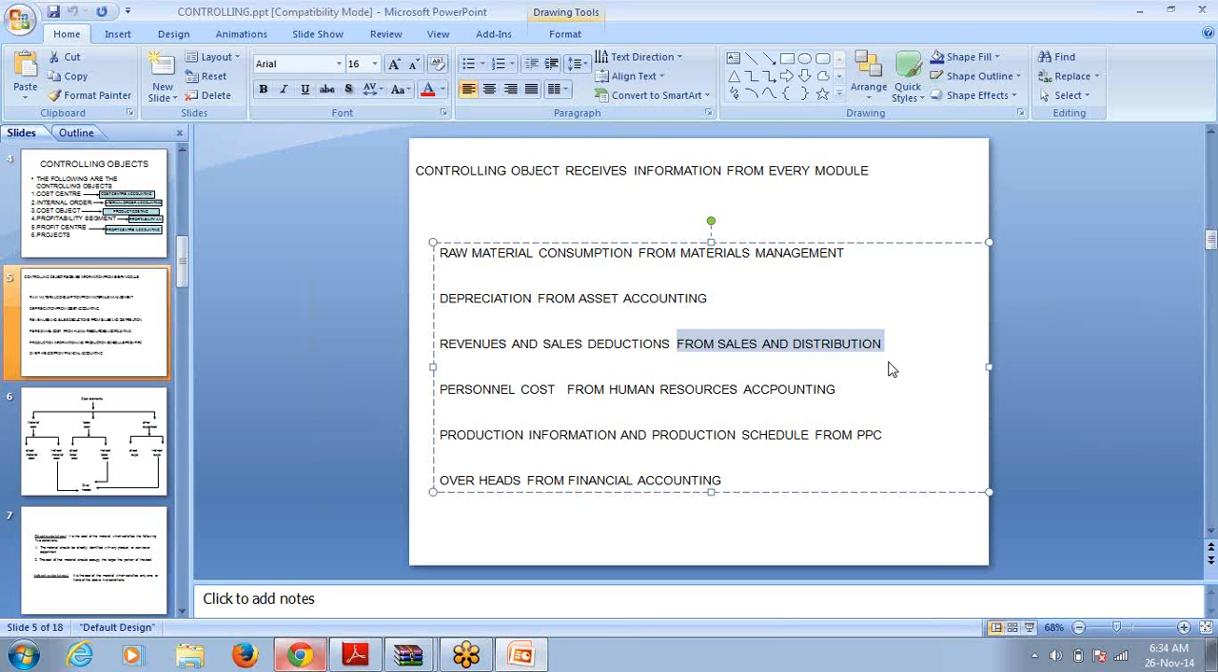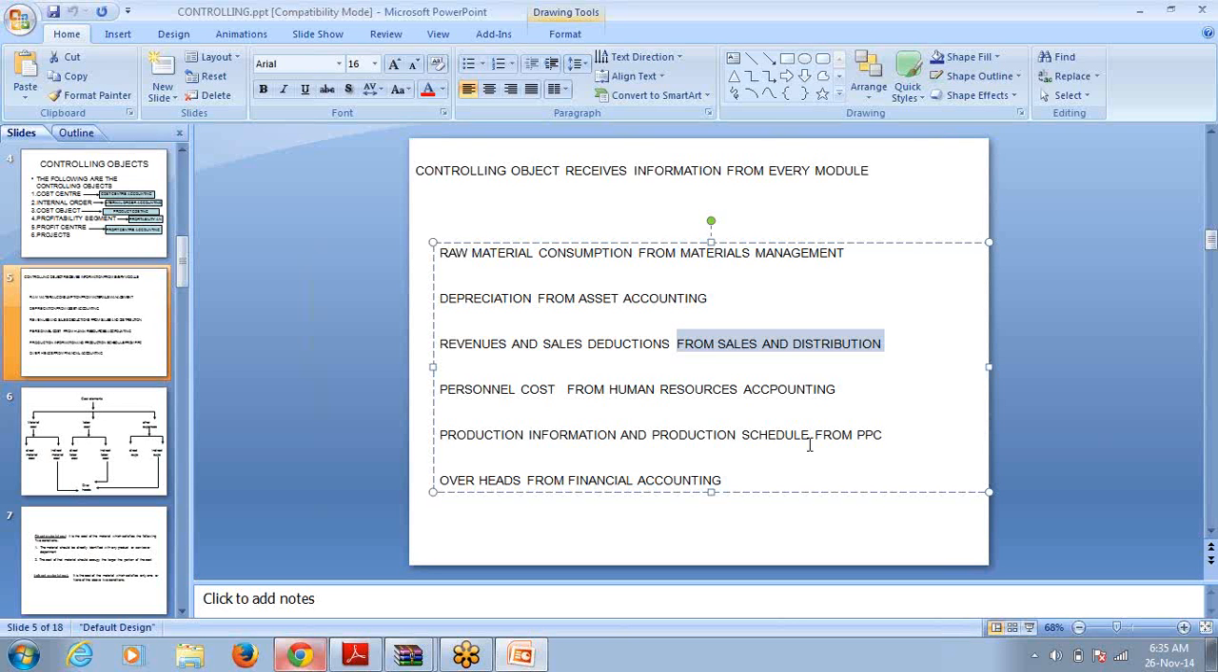Then production information is transferred from the production planning and schedule module. Then repairs and maintenance cost is taken from plant maintenance. Like that, every module contributes information to controlling. Means the controlling component gets information from almost every module. Then what is taken from FI? All the expenses, other than the expenses you have discussed above, will be taken from FI only. These other expenses are called overheads. This is the most confusing concept in the total controlling.